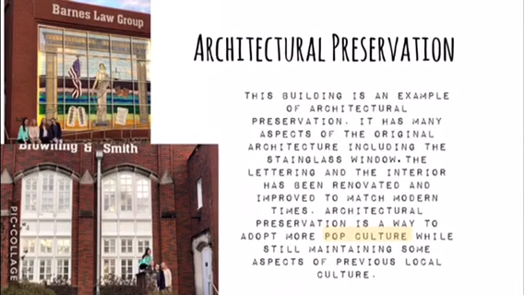Architectural preservation. This building is an example of architectural preservation. It has many aspects of the original architecture, including the stained glass window. The lettering and the interior have been renovated and improved to match modern times. Architectural preservation is a way to adopt pop culture while still maintaining some aspects of previous local culture.